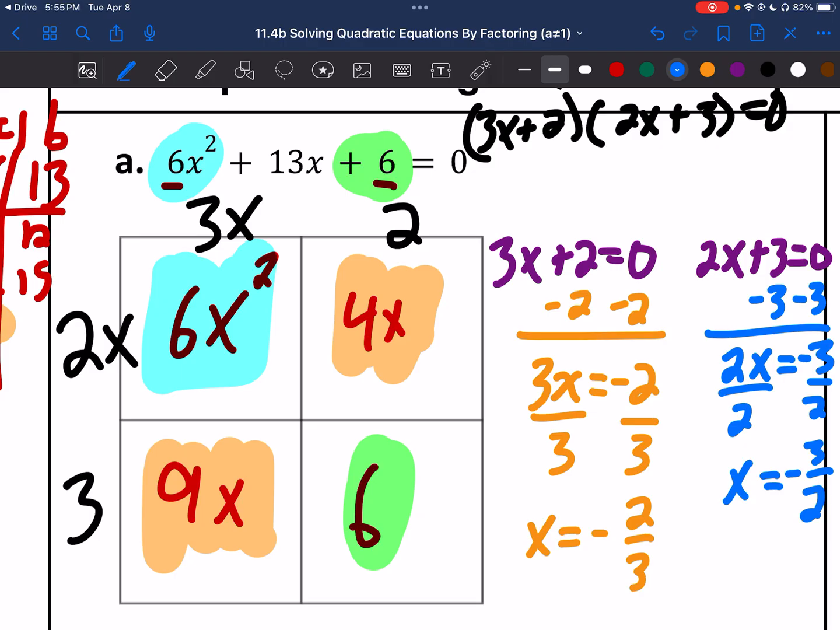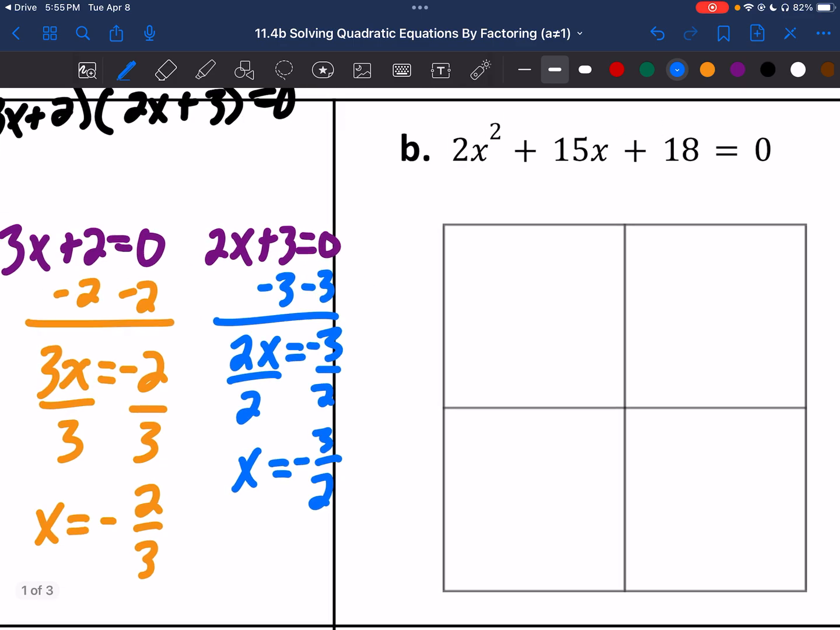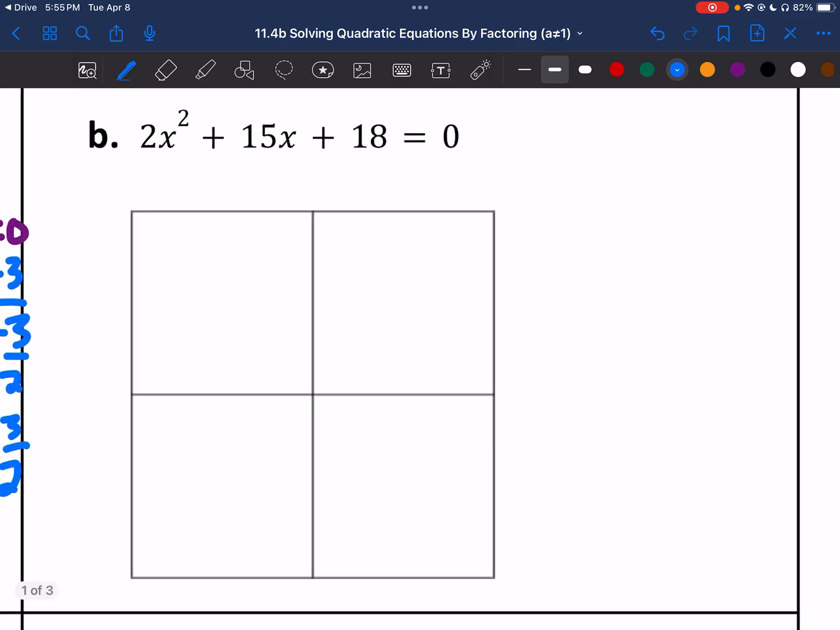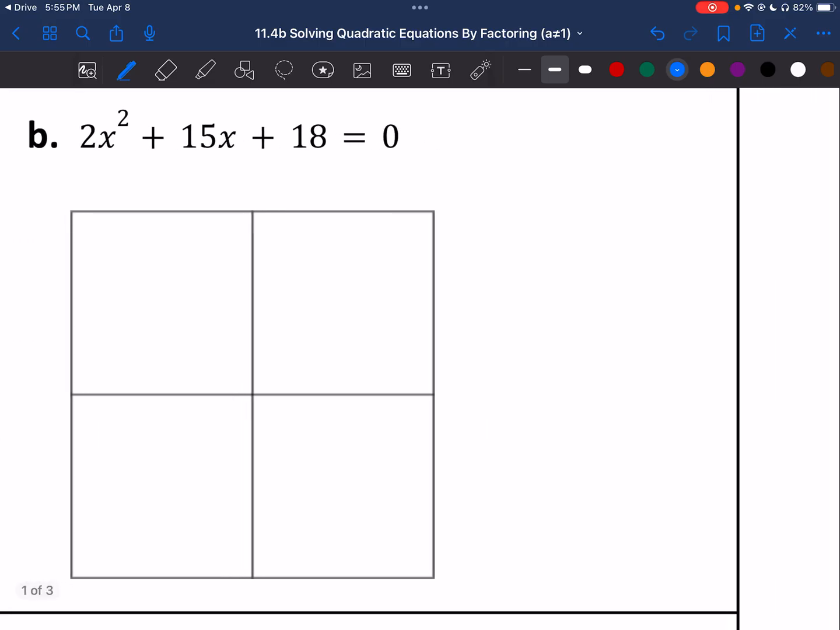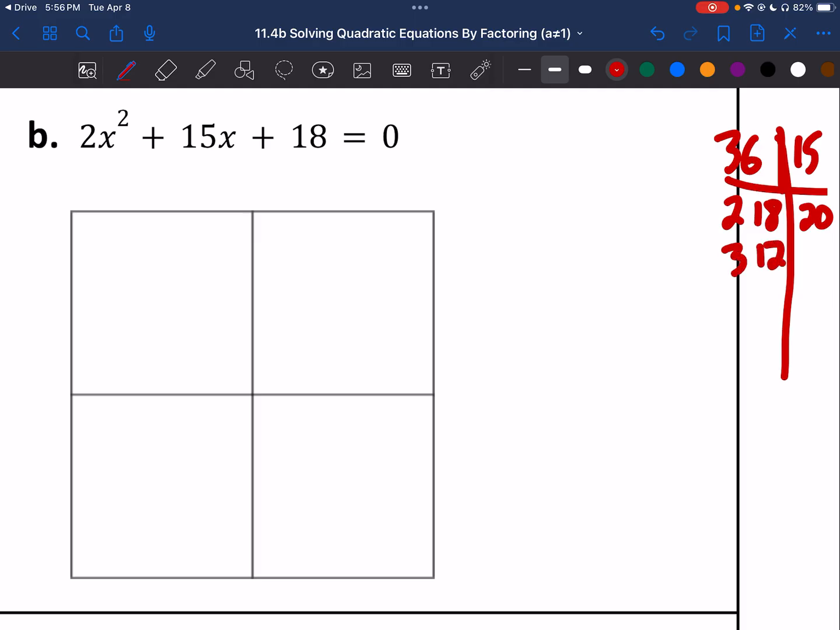All right. So now we're going to move on to letter B. Letter B is 2x squared plus 15x plus 18 is going to equal 0. So in terms of my t-chart, we're going to do it off to the left-hand side here. I'm looking for factors of 36 that add up to 15. So let's see, we've got 2 and 18, that adds up to 20. Let's go with 3 and 12, that multiplies to 36 and adds to 15.